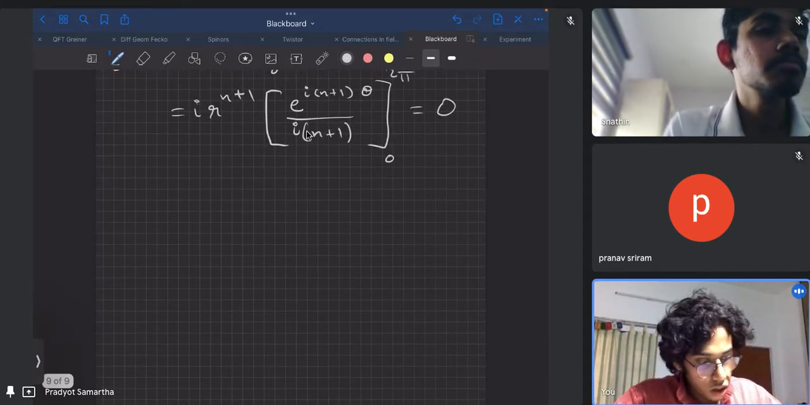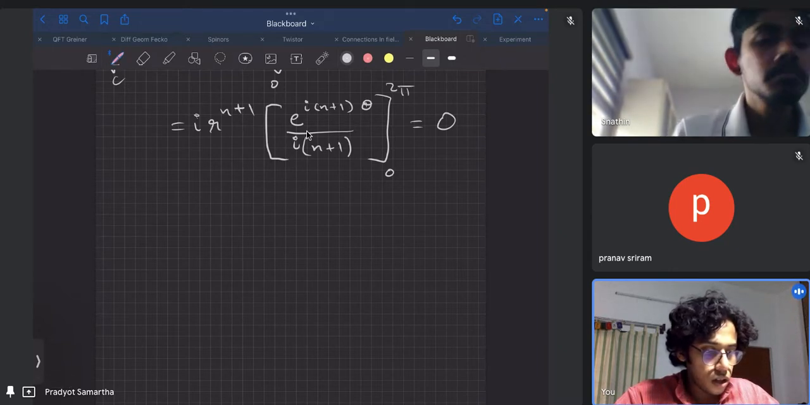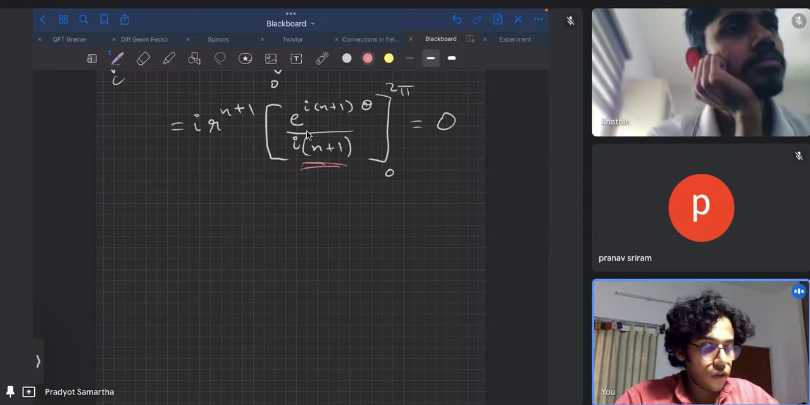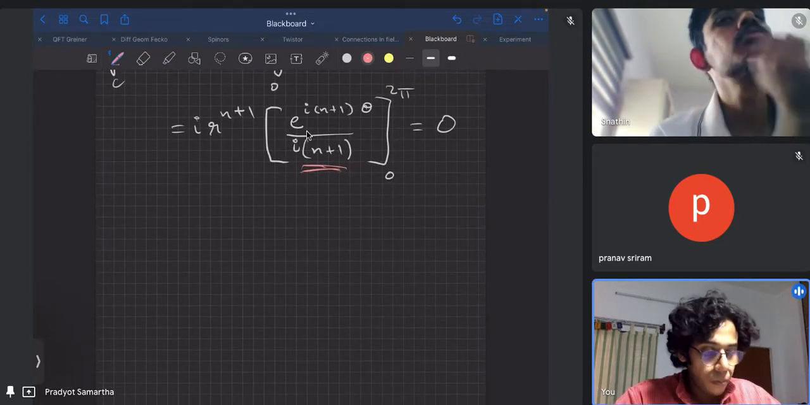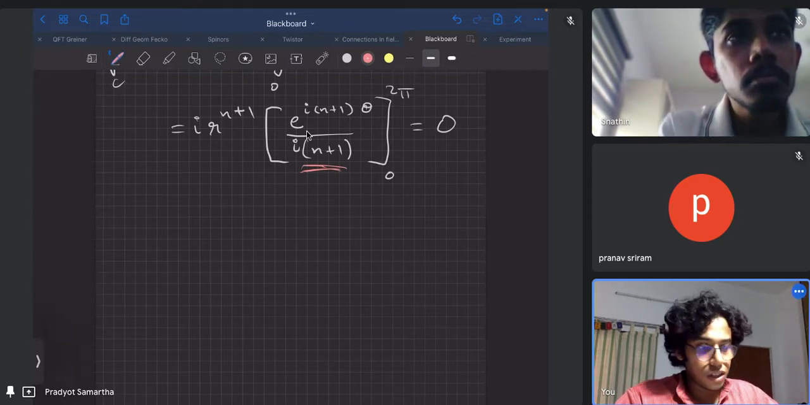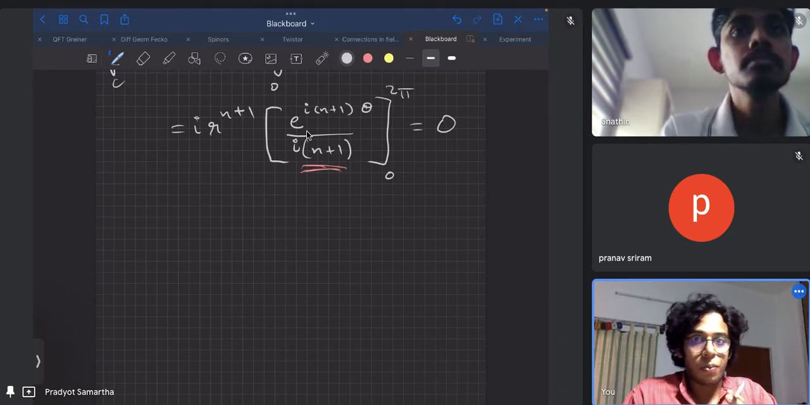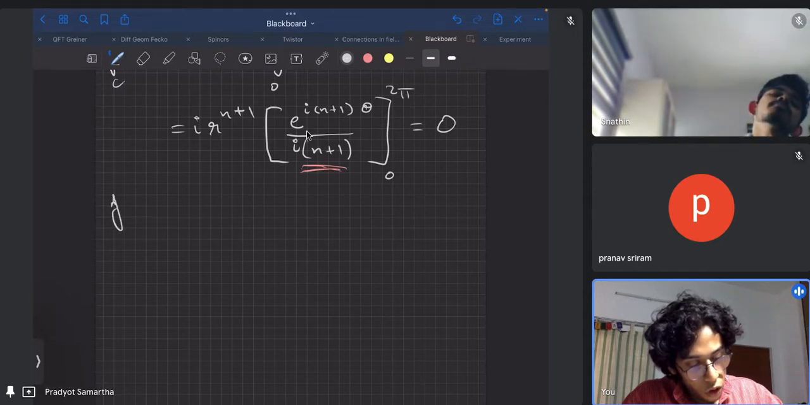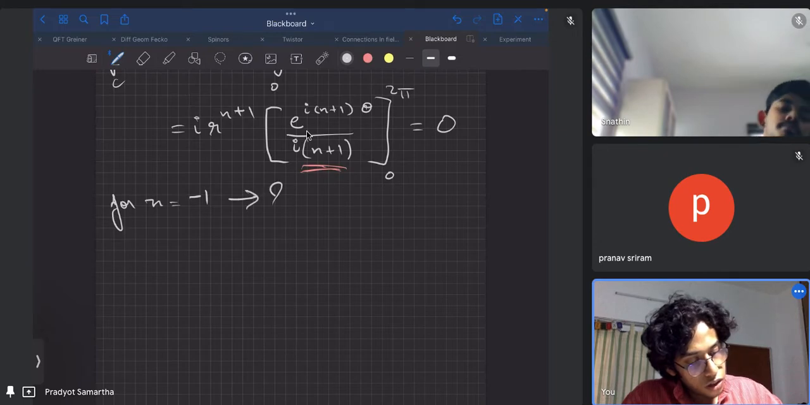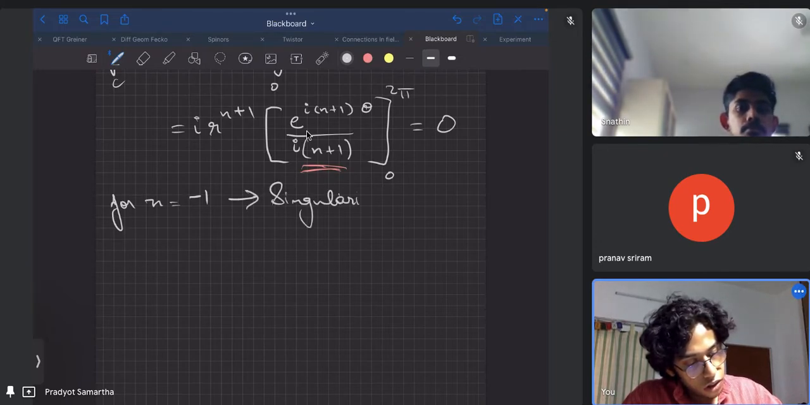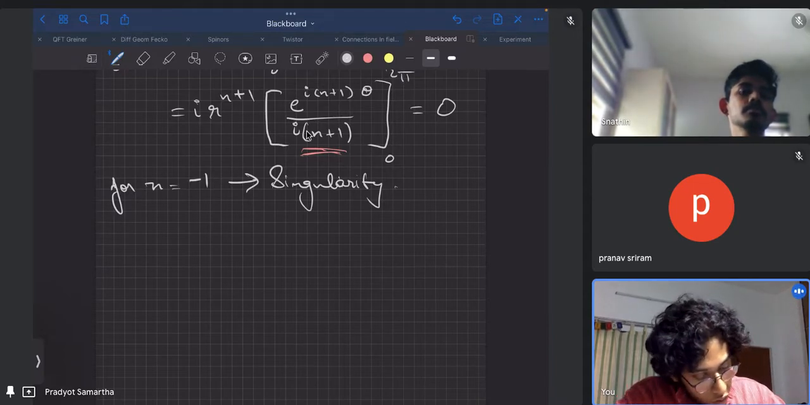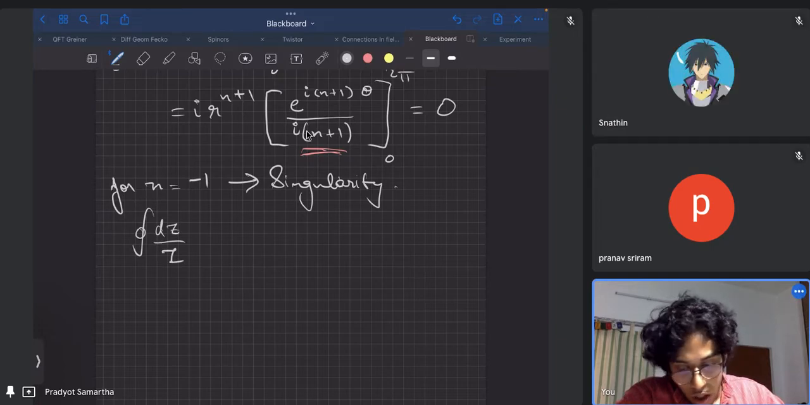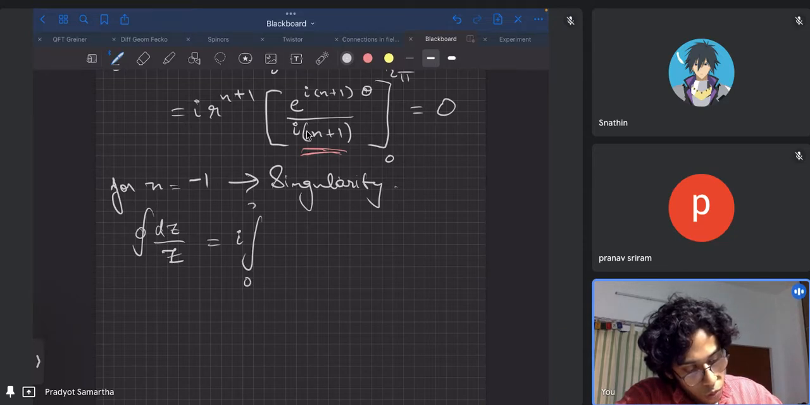Given this, one important thing to notice here is that we have a denominator of n+1. That means this function is analytic everywhere except for the case where n is equal to minus 1. So we need to evaluate that case separately. For n equal to minus 1, a singularity exists. Thus, evaluating for n equal to minus 1, you have the integral dz by z, which is equal to i times the integral from 0 to 2π of dθ, which is equal to 2πi.